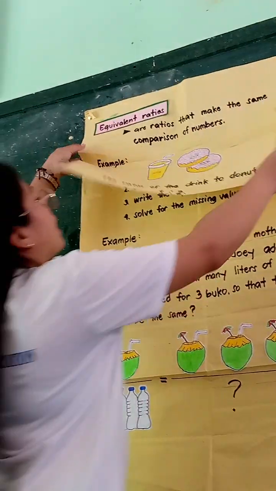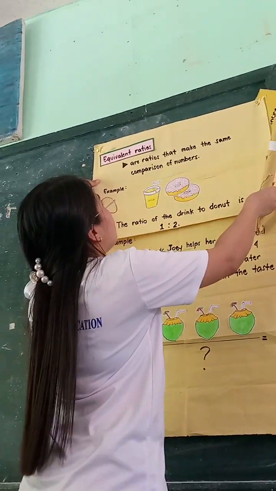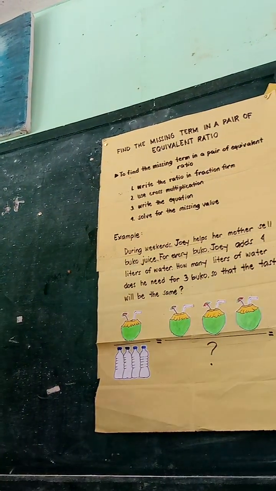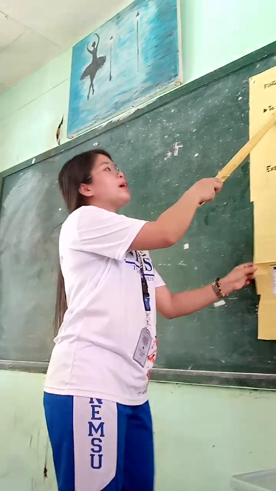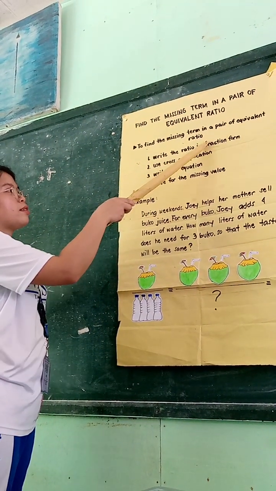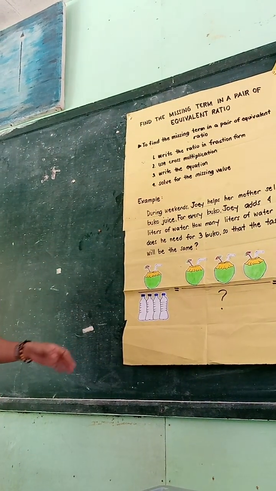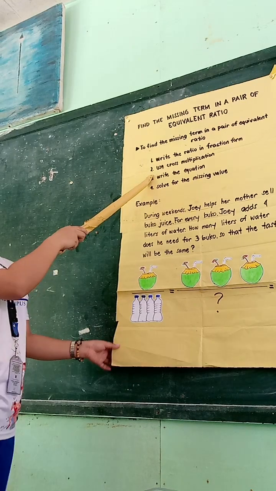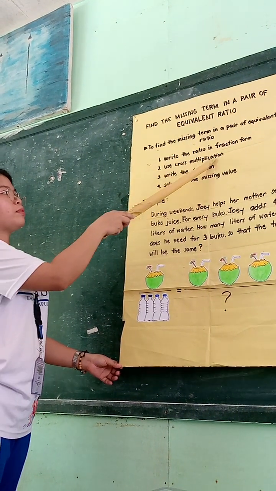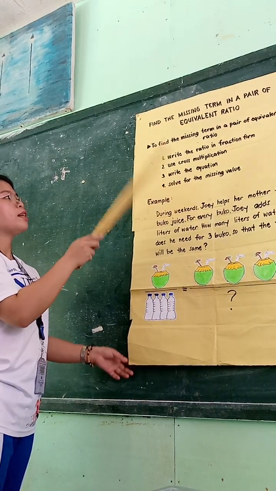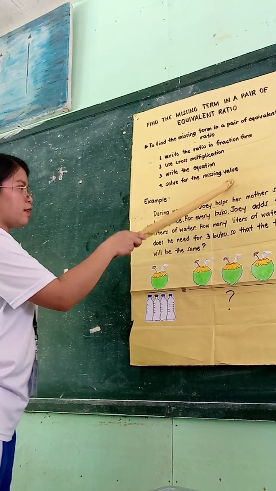Now let us know how to find the missing term in a pair of equivalent ratios. First, please read. To find the missing term in a pair of equivalent ratios, number 1, write the ratio in fraction form. Next, use cross multiplication. Write the equation. Solve for the missing value.